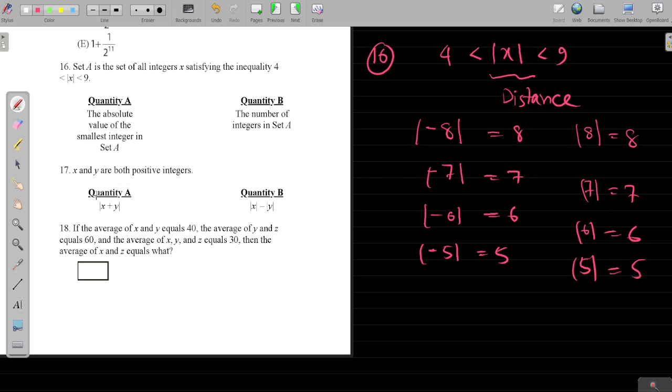So here the first question is the absolute value of the smallest integer. Here the smallest integer is which one? -8, and the absolute value of this smallest integer is 8, and the number of integers in set A. Here the total number of elements in set A is 1, 2, 3, 4, 5, 6, 7, 8. So they are equal. Now question number 17.